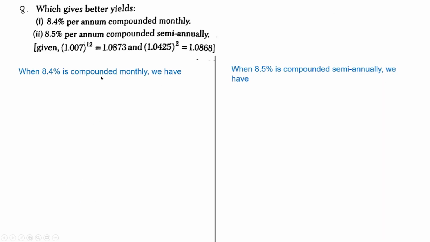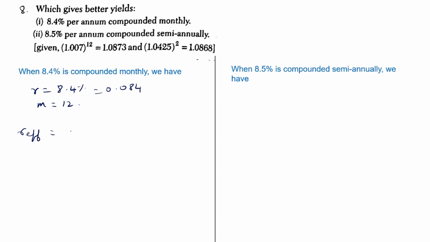Next we have the next type of questions where we have to compare two different yields. Which gives better yield? 8.4% per annum compounded monthly, or 8.5% per annum compounded semi-annually. So let us take two cases. When 8.4% is compounded monthly, we have R is equal to 8.4%, or 0.084, and the number of conversion periods per year, here it is compounded monthly. We have 12 months in a year. So M is 12.